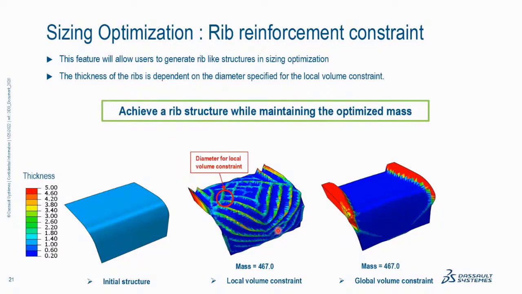So the thicknesses are divided in a rib pattern over the entire structure, and it is possible to control the distance between the ribs through a certain parameter. This is still in development. We plan it for this version.